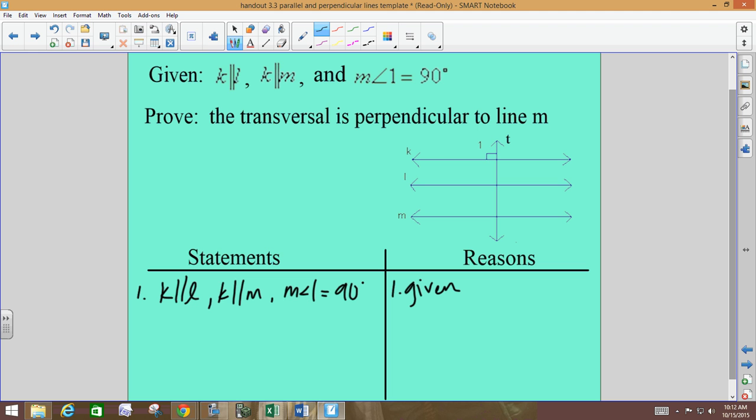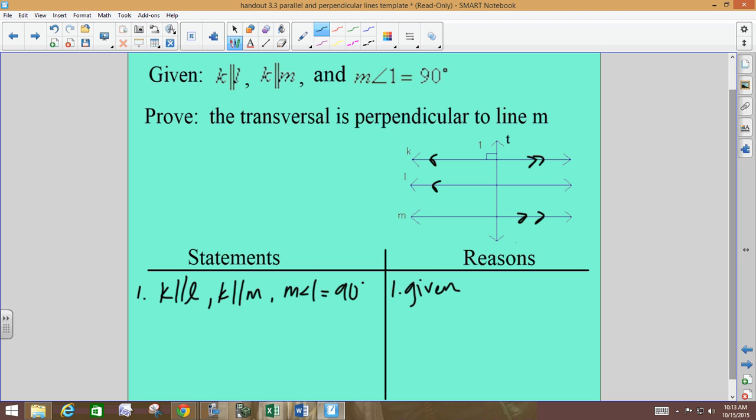And after you write it down, you want to mark your picture. So K, the top line, parallel to L, the middle one. You can use feathers or triangles. K, the top line, parallel to M, the bottom one. Make sure you use a different set of markings. And the measure of angle 1 is 90. That one's already marked for us.